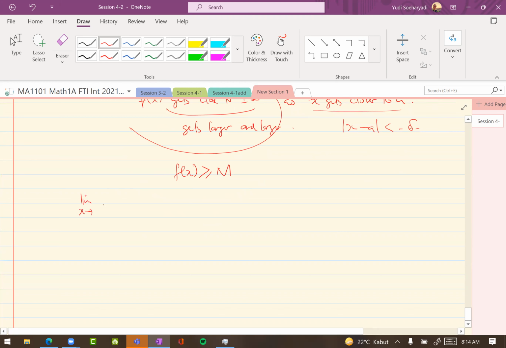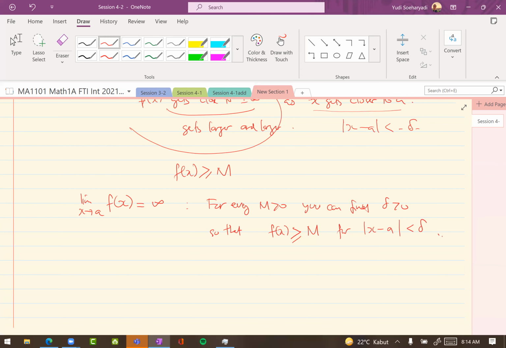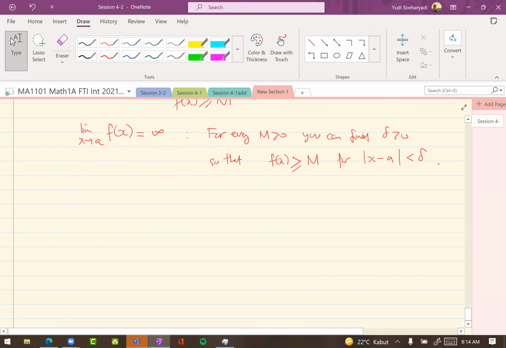The limit as x goes to a of f of x is plus infinity, meaning that for every M positive, you can find a delta positive so that f of x is larger than M for x within delta of a. Okay, that's one type of infinity limit.